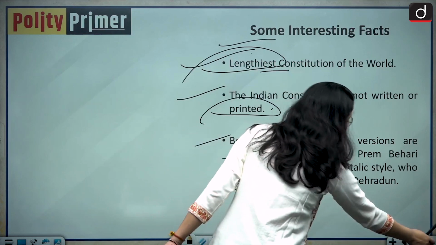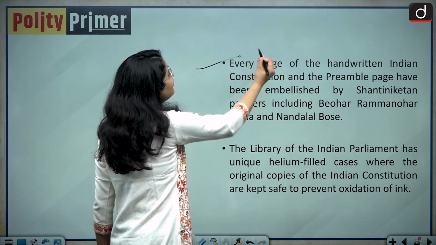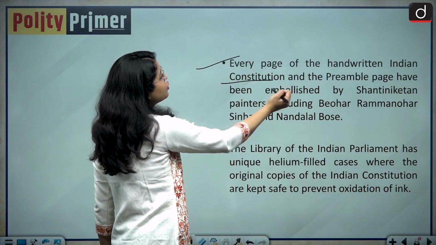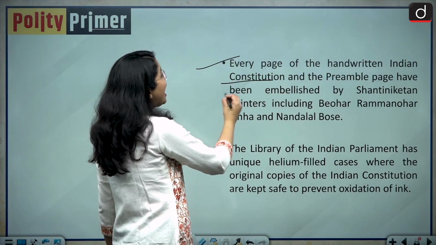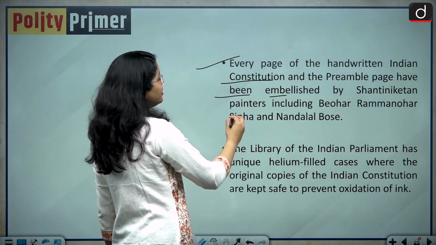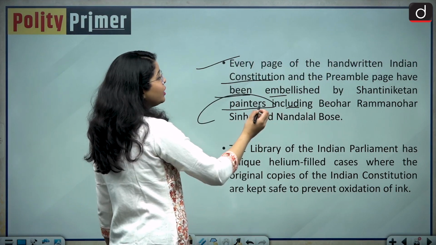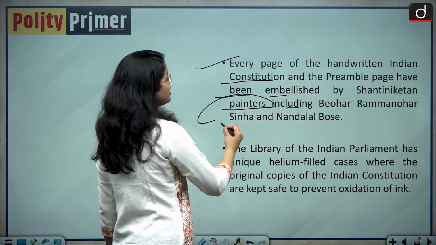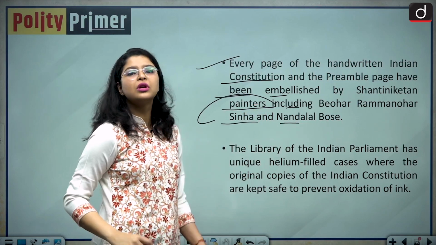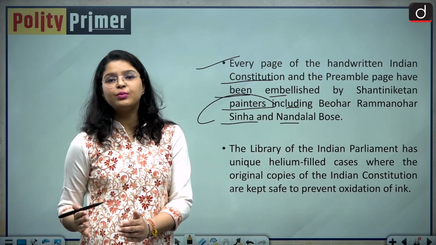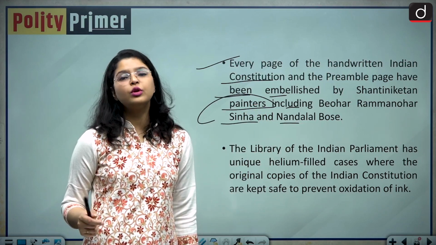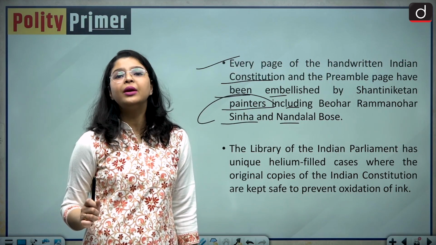Moving forward, every page of the handwritten Indian Constitution and the preamble page have been embellished by Shantiniketan painters, including Beohar Ram Manohar Sinha and Nandlal Bose. So, did you know all of these facts before? Let me know in the comment box below, and these facts are definitely very interesting.